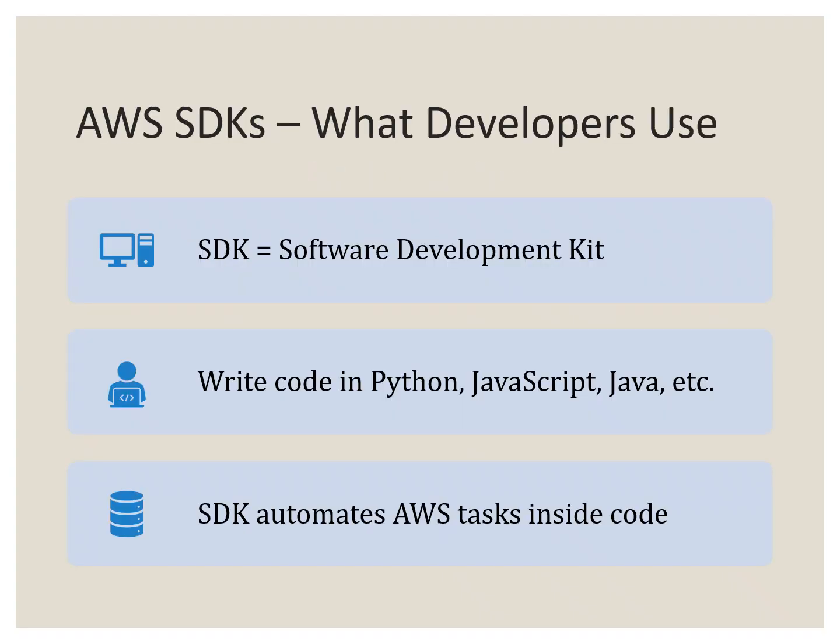AWS SDKs, what developers use. SDK stands for Software Development Kit. It's basically a toolkit that lets you write code in your favorite programming language to interact with AWS. There's an AWS SDK for Python called Boto3, JavaScript, Java, C Sharp, Go, and many more. Instead of just running CLI commands, you can write full applications that talk to AWS, upload a file, start an instance, or trigger a Lambda, all from your code. This is essential for backend development and automation.